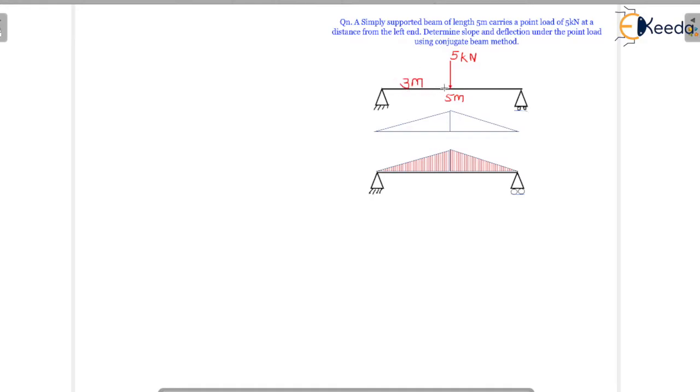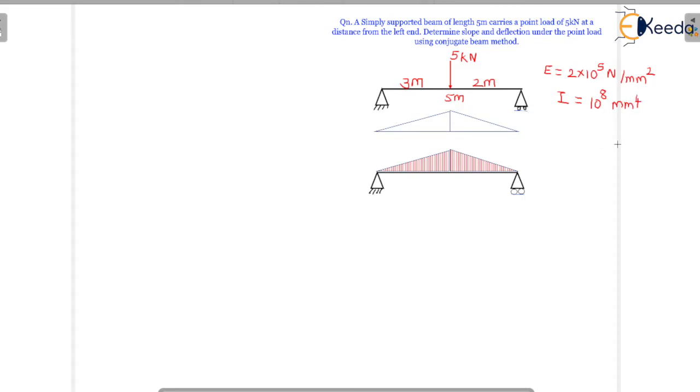Okay, so this is not the case where the point load is acting at the center. It is acting at some distance. So this is 3 meter and the remaining distance will be 2 meter. Okay, so this is the question, and E is given as 2 into 10 power 5 Newton per mm square, and I is equal to 10 to the power 8 millimeter raised to 4.